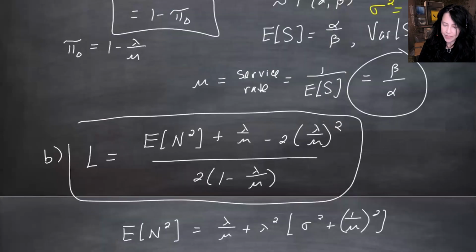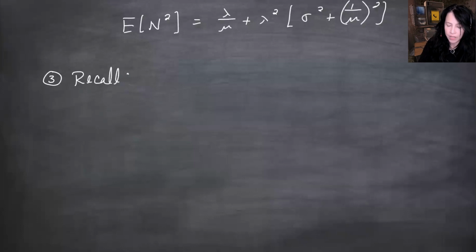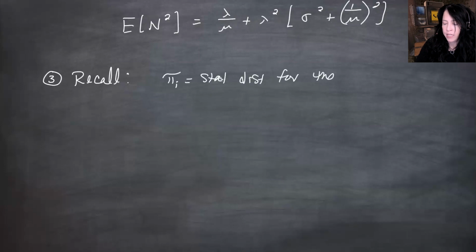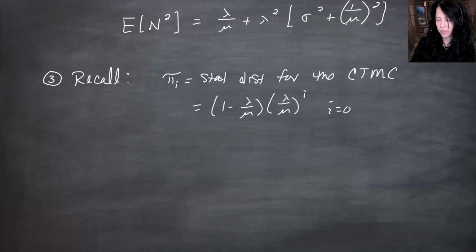Okay, so I don't know if you guys have questions about the other one. I thought we should look at problem 3 anyway. Just to remind you, we do have a formula here as well. So if pi I is the stationary distribution for the continuous time Markov chain, in this case an M/M/1 queue, we know this is 1 minus lambda over mu to the I, as I goes from 0 on up.